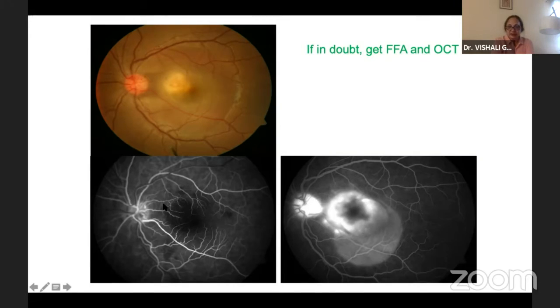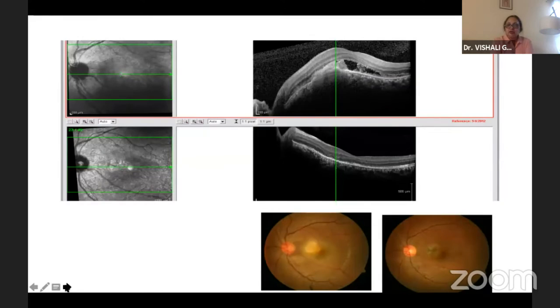Choroiditis is always hypo in the early phase, becoming hyper in the late phase, and may have a pocket of fluid or serous detachment associated with it. Do OCT, and OCT would show you the choroiditis where the choroid is primarily involved. For example, in this patient who has a choroidal granuloma, you can see the choroid elevated.